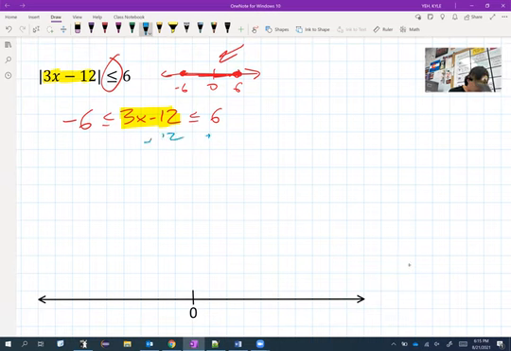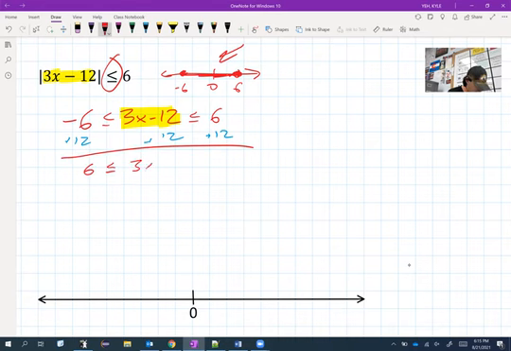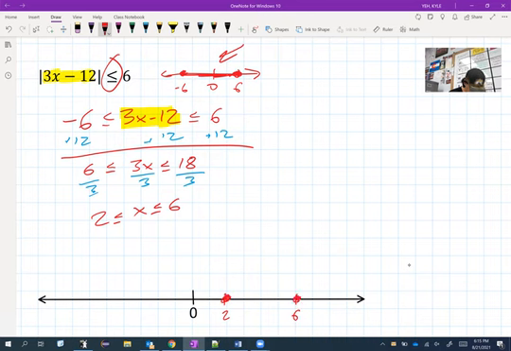I'm going to add 12 everywhere. Notice I said everywhere, not both sides, because there are 3 sides in this case. So 6 is less than or equal to 3x is less than or equal to 18. Divide by 3 everywhere, and we will get 2 is less than or equal to x is less than or equal to 6. 2, 3, 4, 5, 6. 2 is less than or equal to x is less than or equal to 6. I will shade in between.